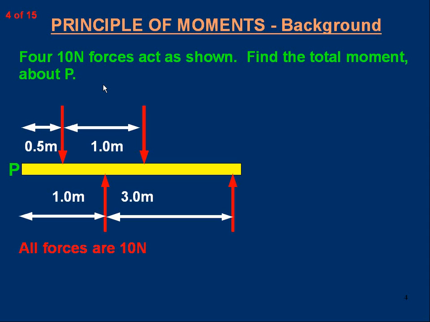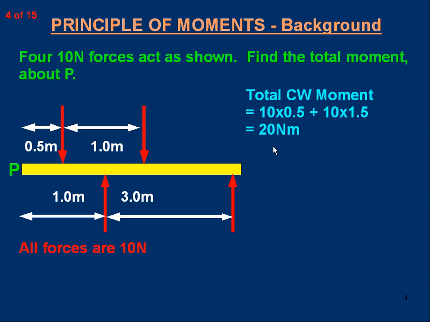Okay, let's go through it. Let's do the clockwise moment first. There's 2 clockwise moments to add. 10 newtons times 0.5 plus 10 newtons times 1.5. Yeah? 10 times half plus 10 times 1.5. That comes to 20 newton meters.